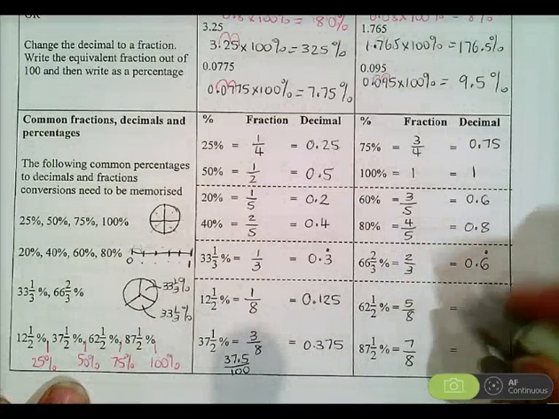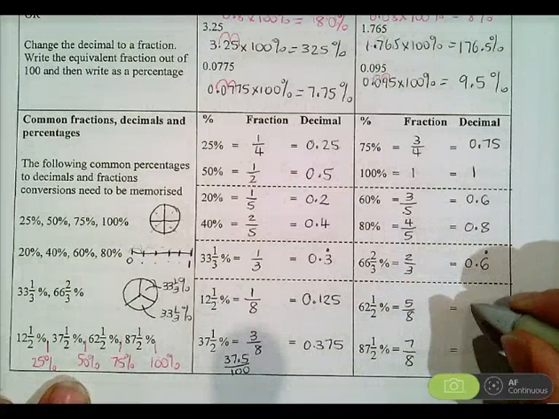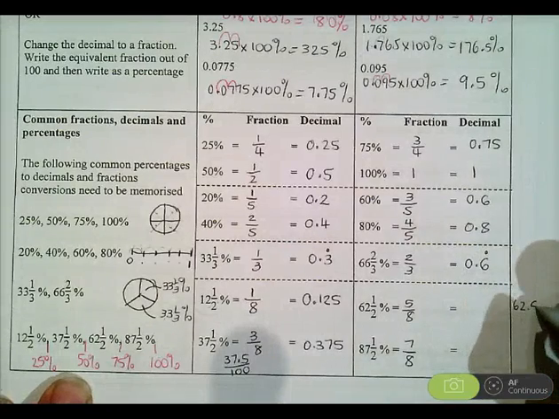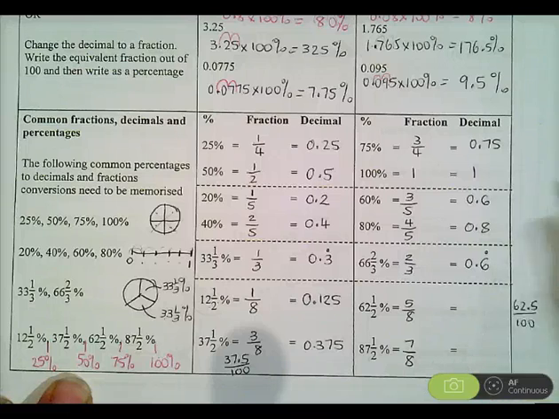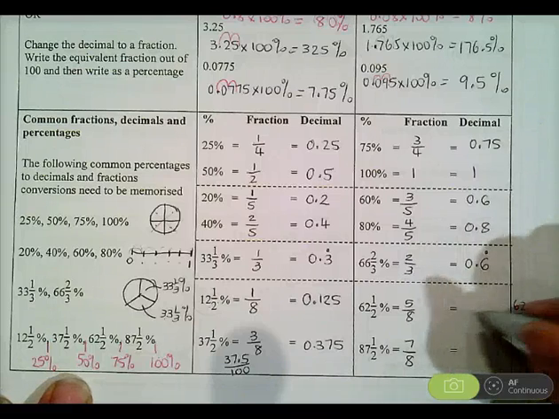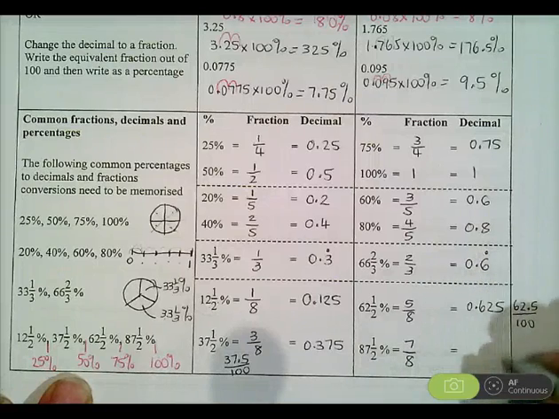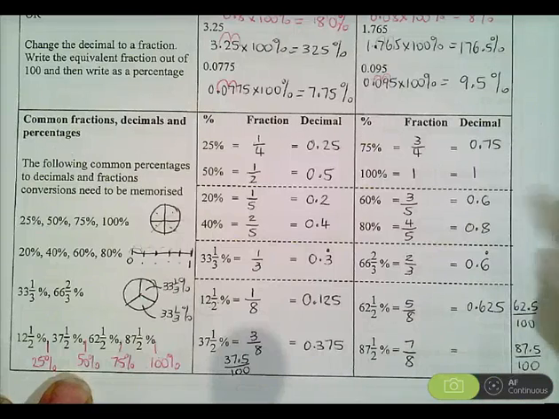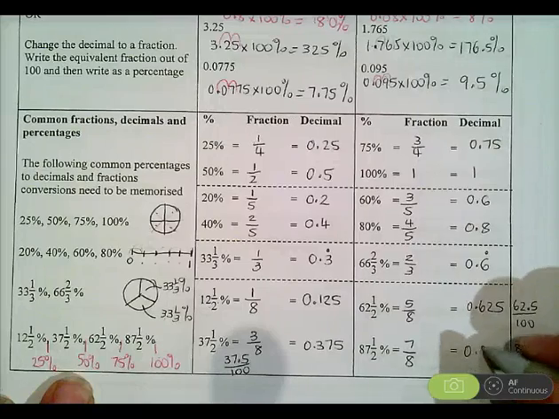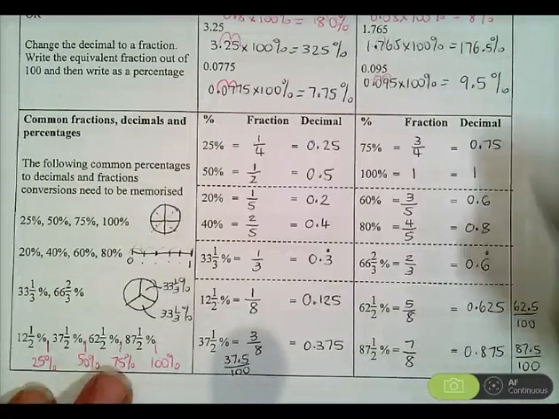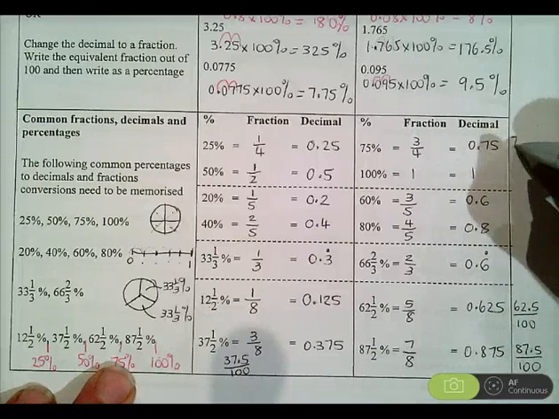Now 62.5% really is 62.5 divided by 100. I'll just write it here. It's 62.5 over 100. If you divide that by 100, you end up with 0.625. And 87.5% is 87.5 over 100. And if you divide that by 100, you end up with 0.875. Okay? I'll also just do some of these over here.